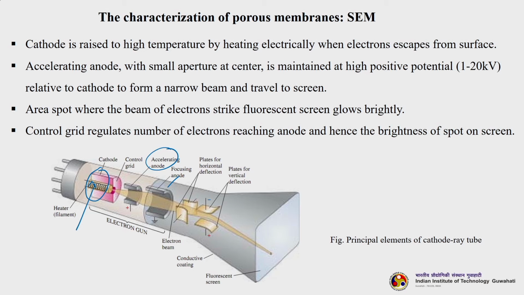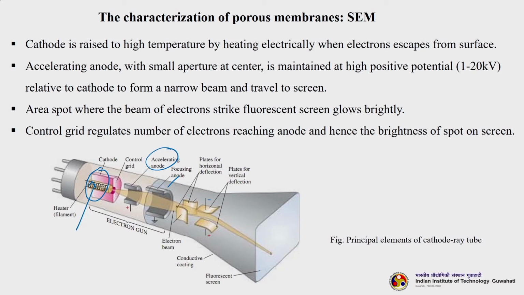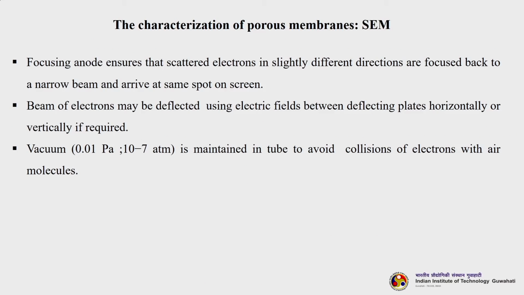So, these horizontal plates and vertical deflection plates are helping to actually neutralize the different types of electrons that are passing out of the anode. The focusing anode ensures that electrons scattered in slightly different directions are focused back to a narrow beam and arrive at the same spot on the screen. The beam of electrons may be deflected using electric fields between the deflecting plates, horizontally or vertically if required. Depending upon the requirement, you can use either one of these or both.